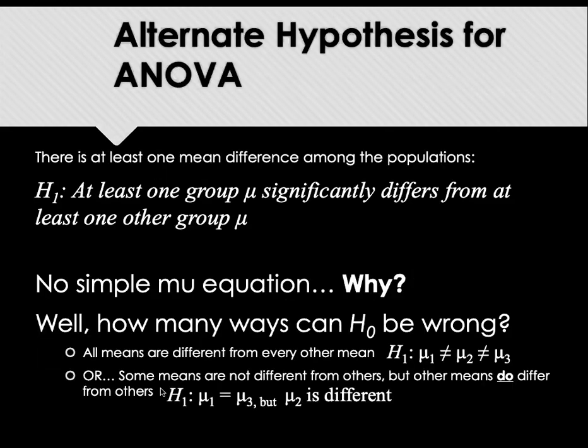The alternate hypotheses, and there are many, is that at least one of them is different from at least one other one. And again, there's lots of different possibilities, and we'll come back to this concept toward the end of this lecture. But the key thing to remember for the alternate hypothesis is that at least one group mean significantly differs from at least one other group mean.